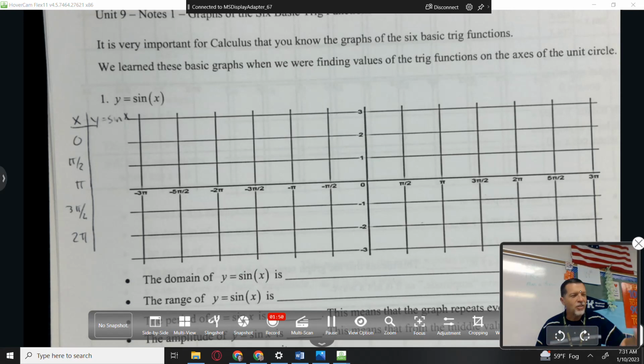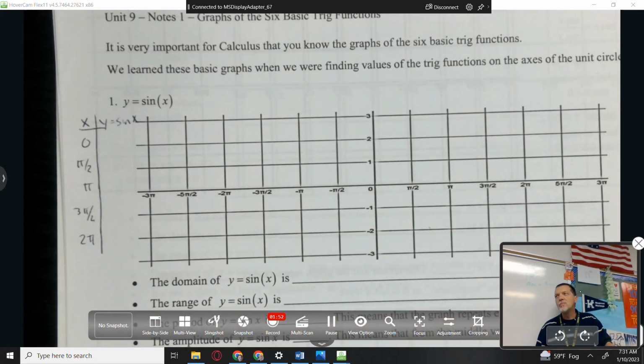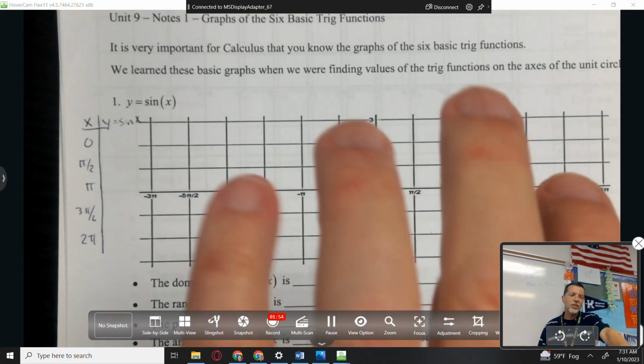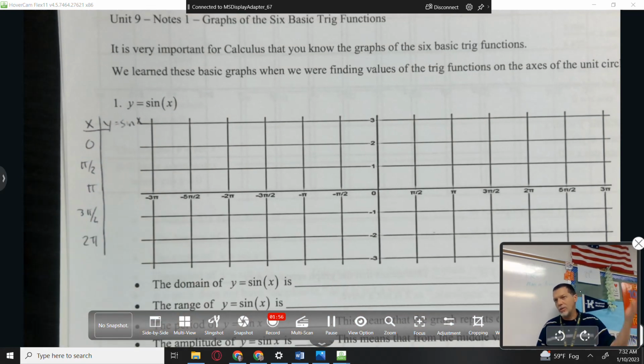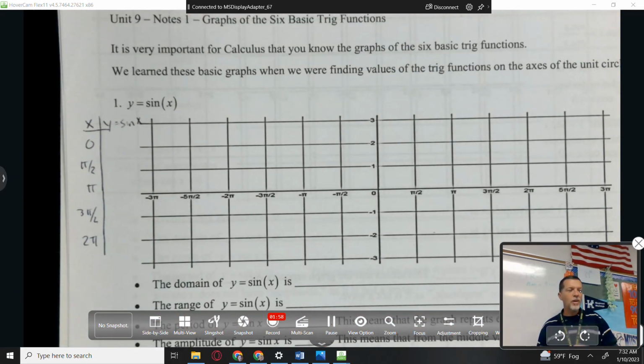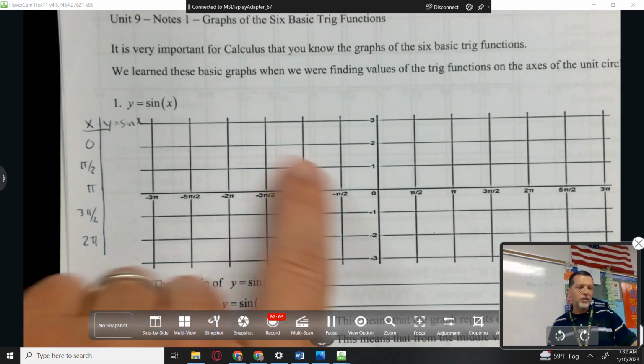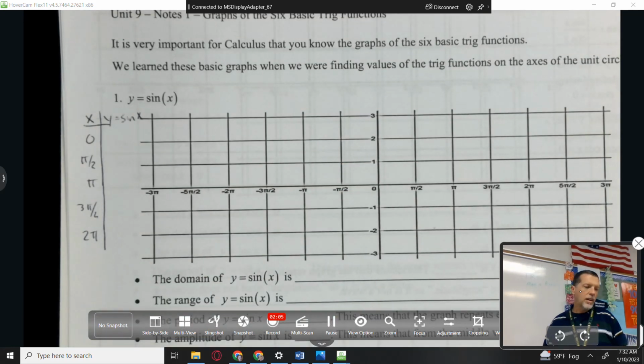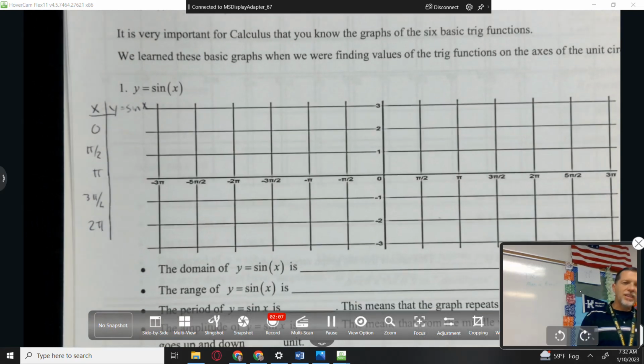We teach it unit circle first and then do the graph. But once you know the graph, you can use the graph to answer unit circle questions, which is what this student did. So her test looked completely different than everybody else's, but she did great because she knew what these graphs look like. All right, let's start by making a table of values.